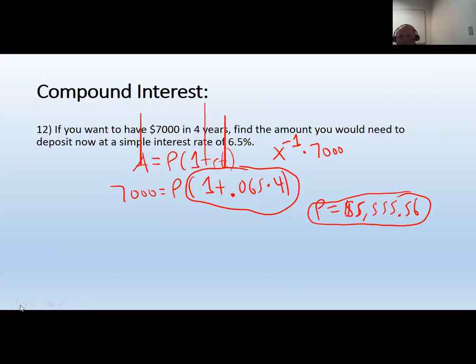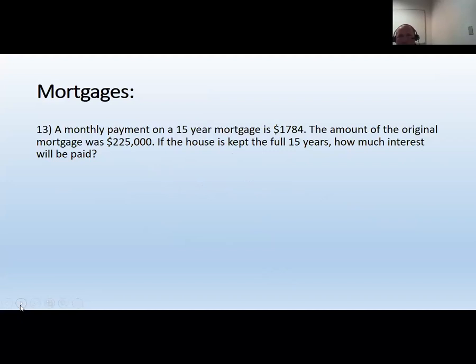Okay, here's the next question. This says a monthly mortgage payment on a 15-year mortgage is $1,784. The amount of the original mortgage was $225,000. If the account is kept the full 15 years, how much interest will be paid? So you don't need any real formulas for this. Well, there is kind of, but it's not a formula we've used regularly so far.